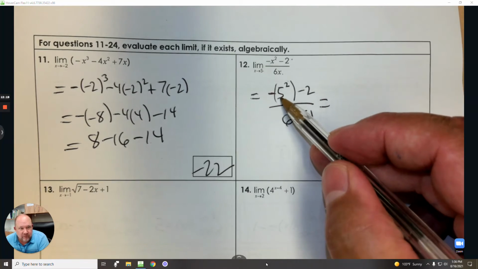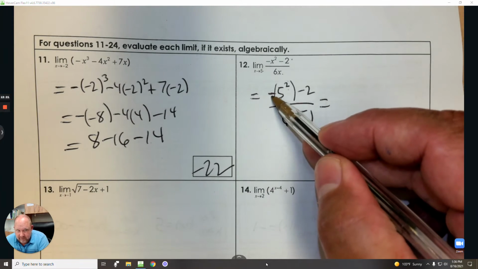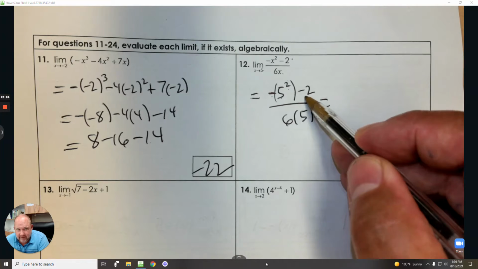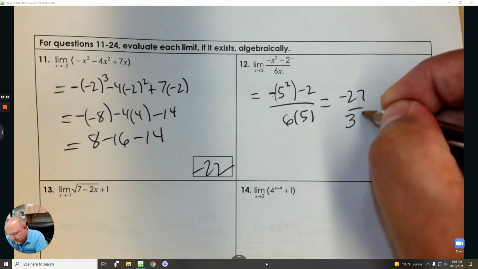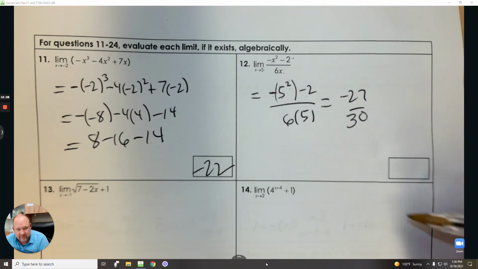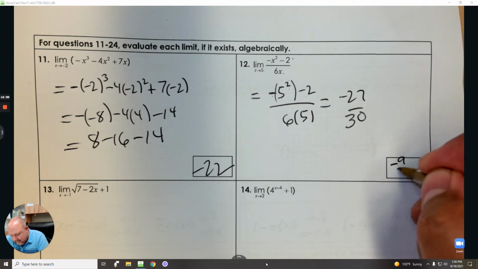So first you square and then the negative. So this is negative 25, take away 2. And then 30. You could divide by 3 and get negative 9 over 10.